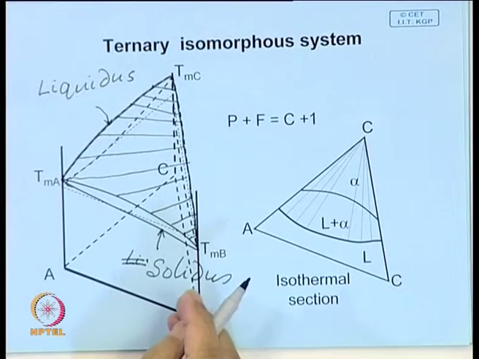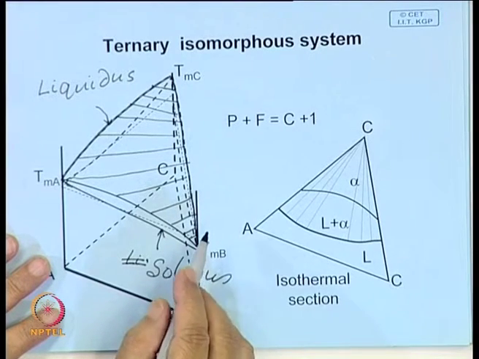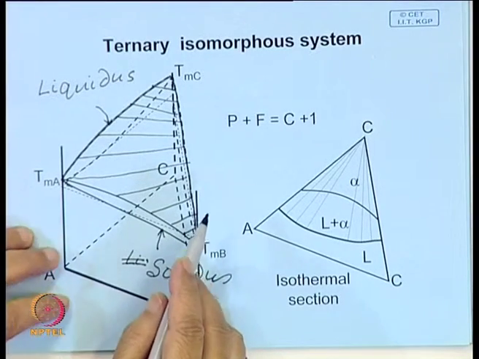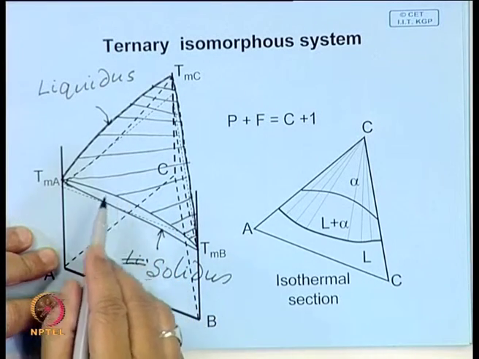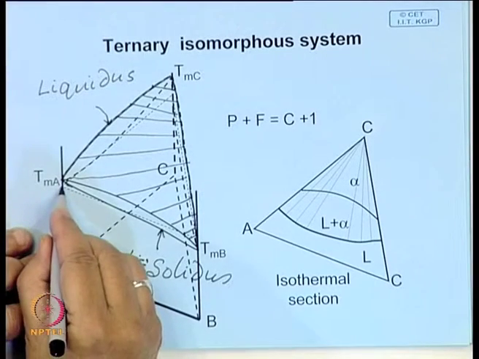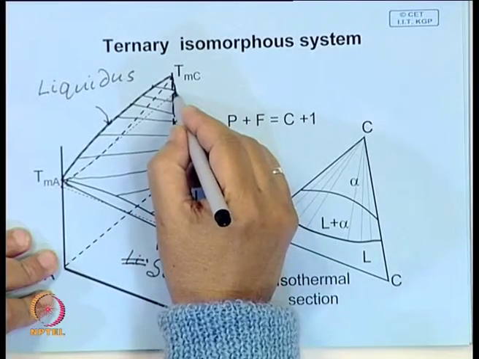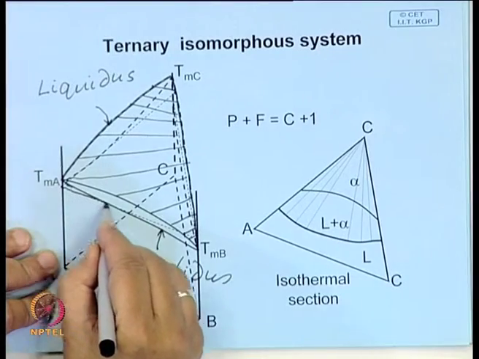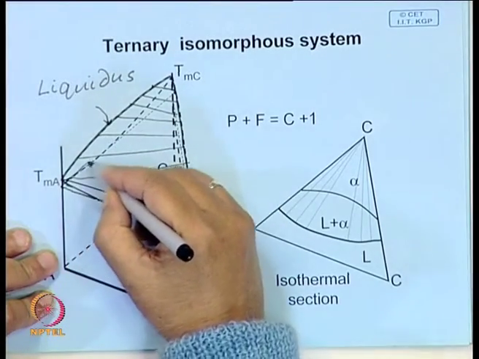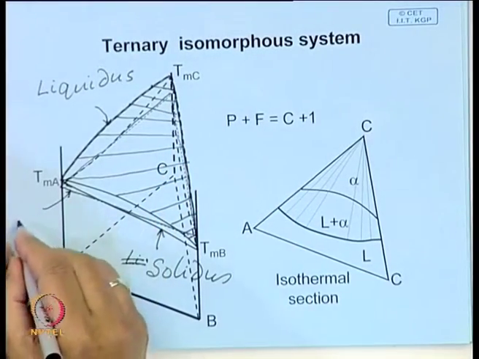So, you see in 3D, it is quite difficult to visualize what the system will consist of at a particular composition and a particular temperature. For this, what do we do? We take certain sections. Say suppose we try and draw an isothermal section at this particular temperature. Imagine a plane, a horizontal plane. Horizontal plane means an isothermal plane.